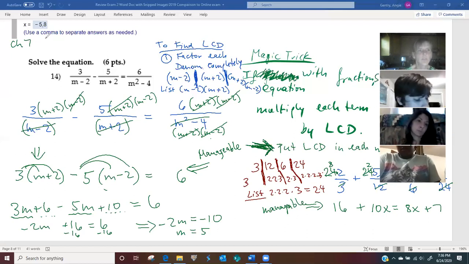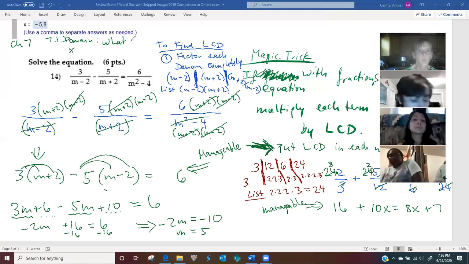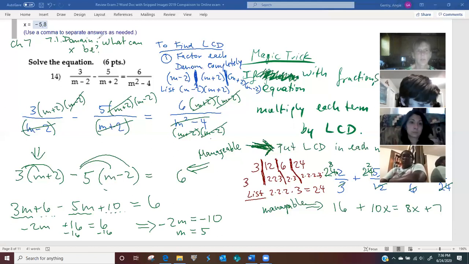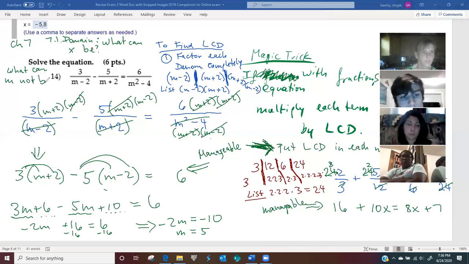But in 7-1, we talked about the domain, and it's all about what can X be? What can X be? And I don't remember covering this with you guys yet, but this is a good time to do it. Or M in this case. What you're really asking is, and I usually try to show a graph, and now I'm out of room, this is a mess. But you really have to say, what can X not be? Or what can M not be? Because you're actually solving now.